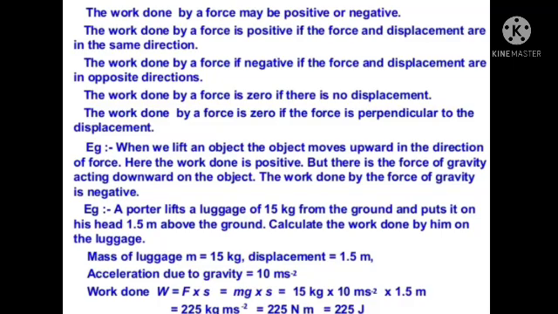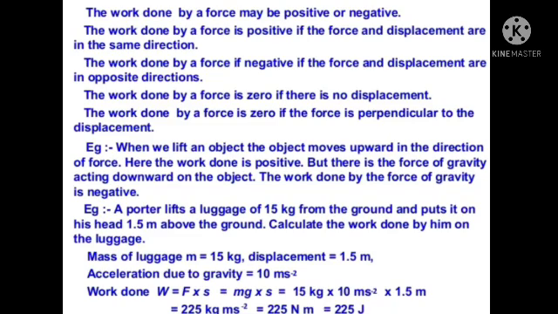Example, when we lift an object, the object moves upward in the direction of force. Here the work done is positive, but there is the force of gravity acting downward on the object. The work done by the force of gravity is negative. Another example, a porter lifts a luggage of 15 kg from the ground and puts it on his head 1.5 meter above the ground. Calculate the work done by him on the luggage.